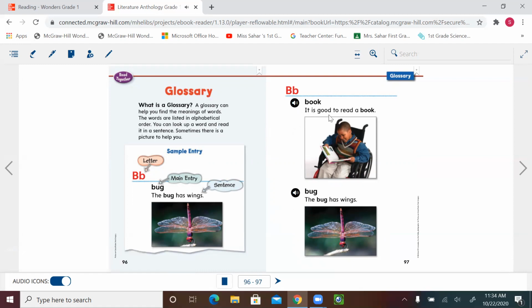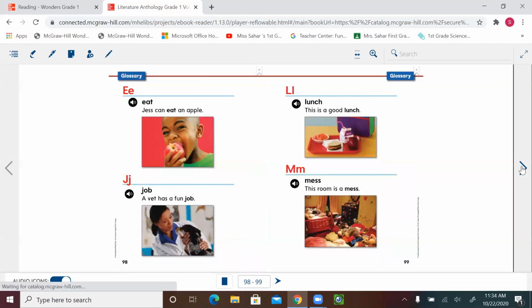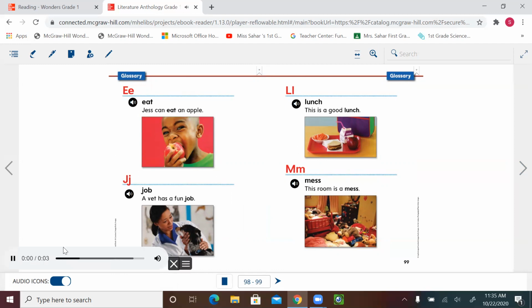So if I can easily read the text, I understand that they're talking about the book. But over here, if there's more than the text, if I look at the picture, I know that we're talking about the bugs, and the bugs have wings. All right. So after B comes C, D, but maybe there are no words for C and D in this book, or new words. No, there's no new word to cover. So we go for the letter after, which is E. Eat. Jess can eat an apple. Job. A vet has a fun job.